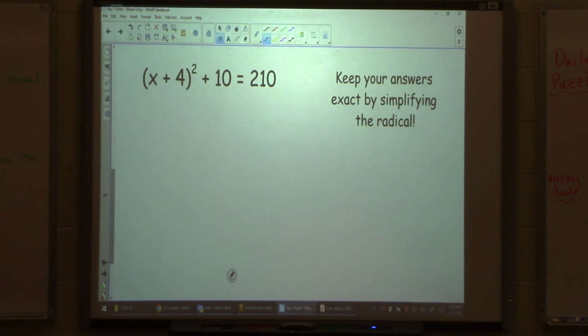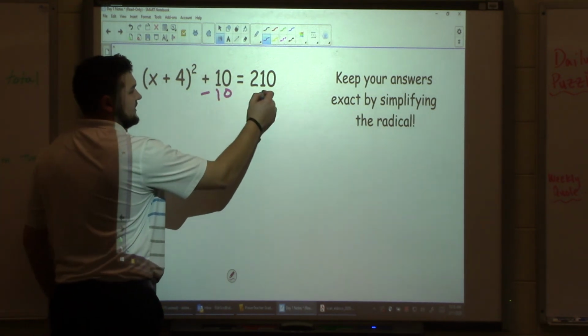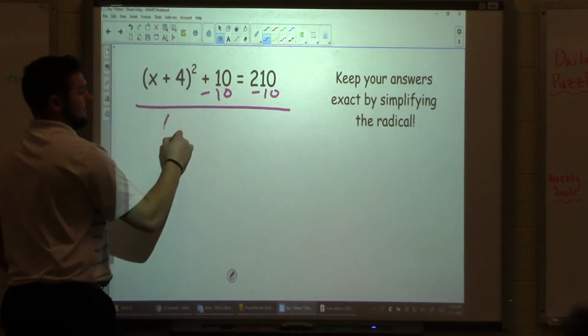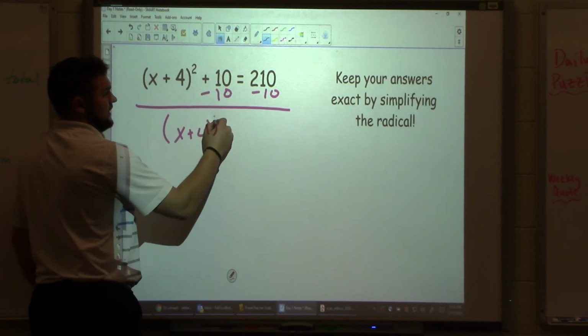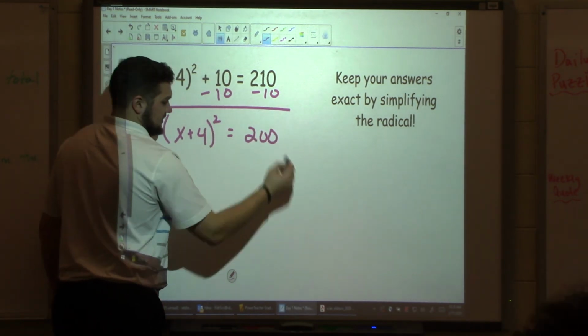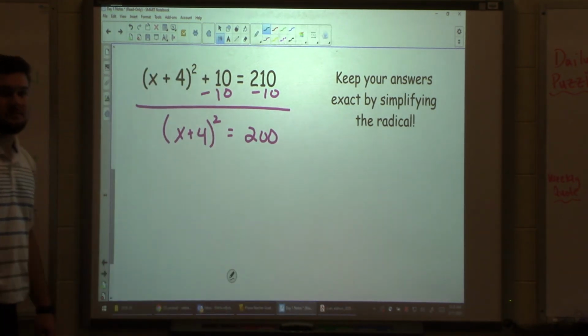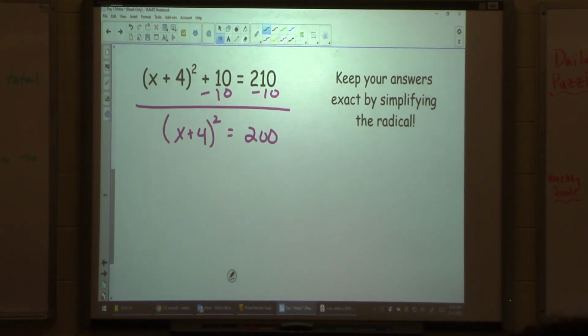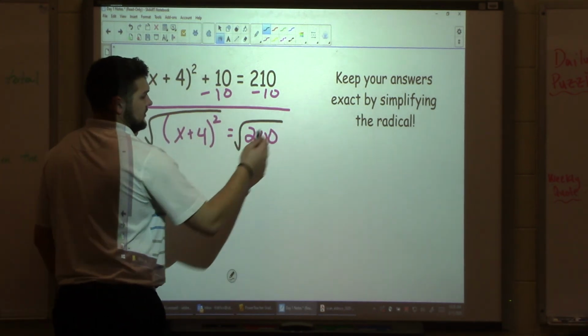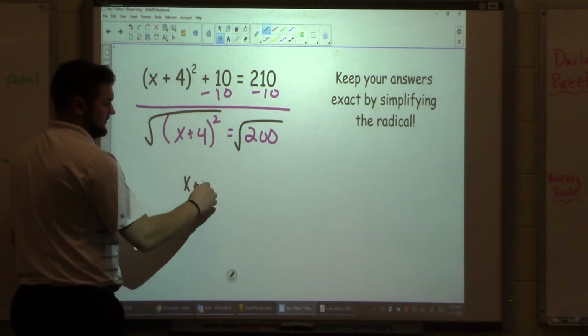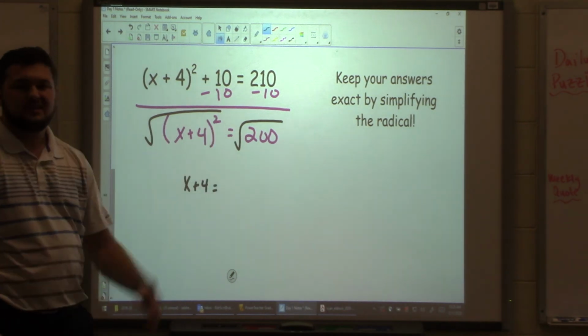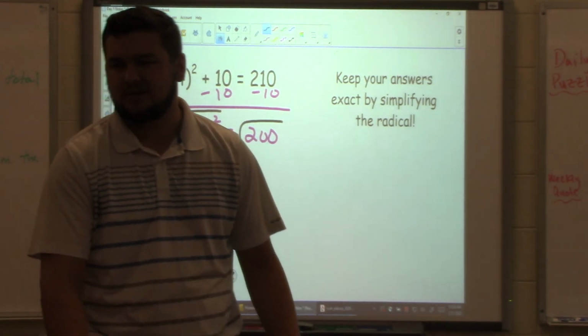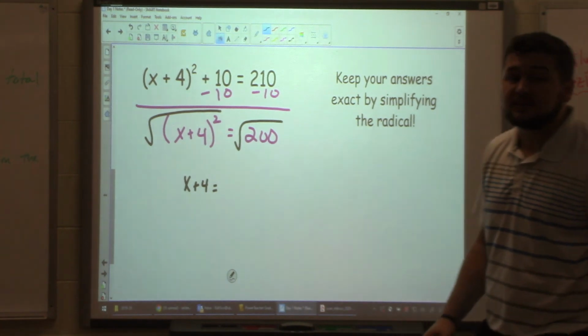Do I have x squared and x in this problem? No, I have just a squared term. So I'm going to get that squared term by itself by subtracting 10. X plus 4 squared equals 200. Once I get the squared term by itself, I normally take the square root, right? So x plus 4 equals the square root of 200. Is the square root of 200 a nice number? No, it's not. So we need to do simplified radical form.